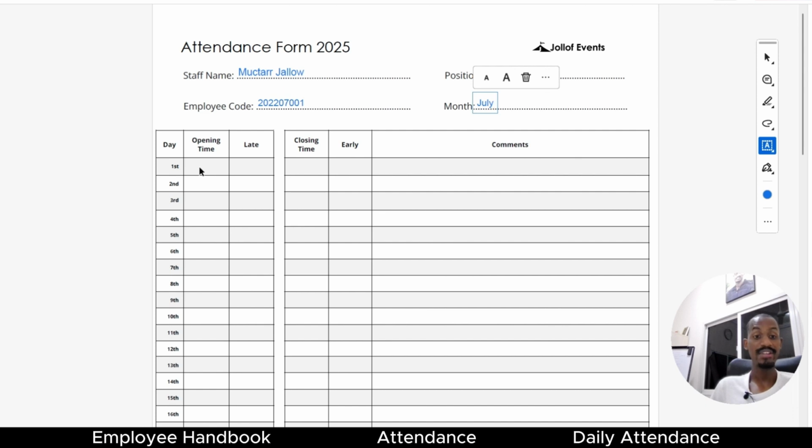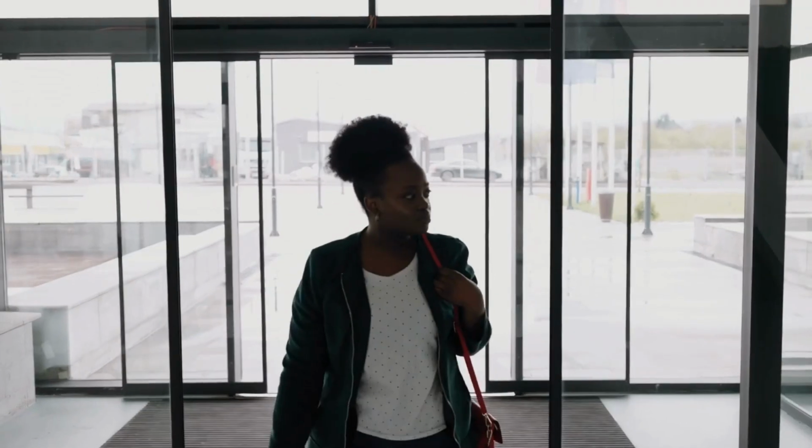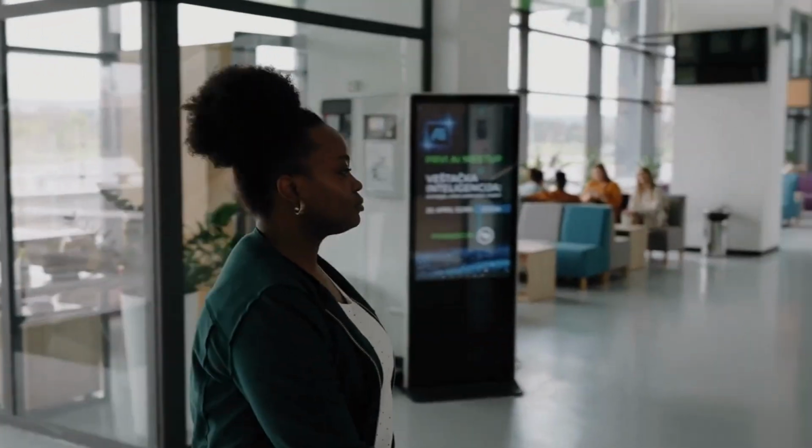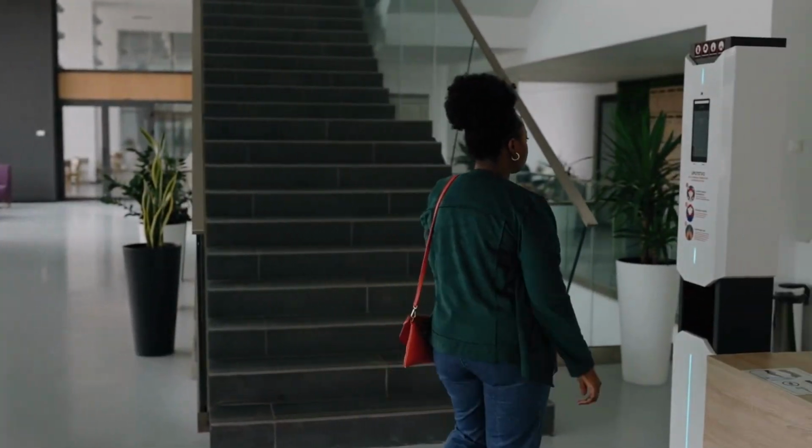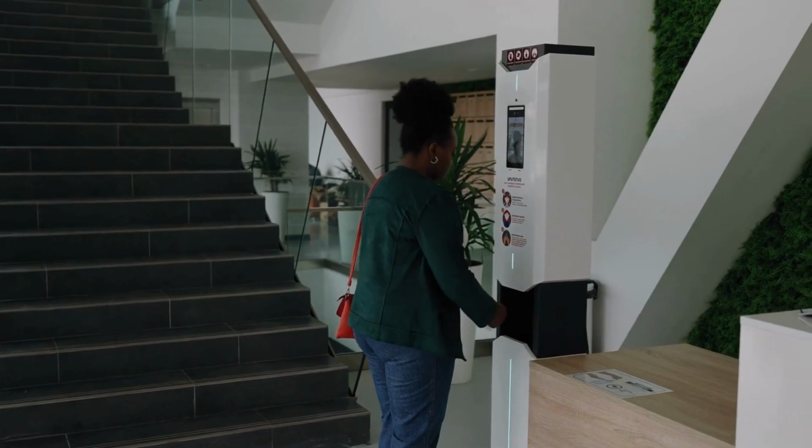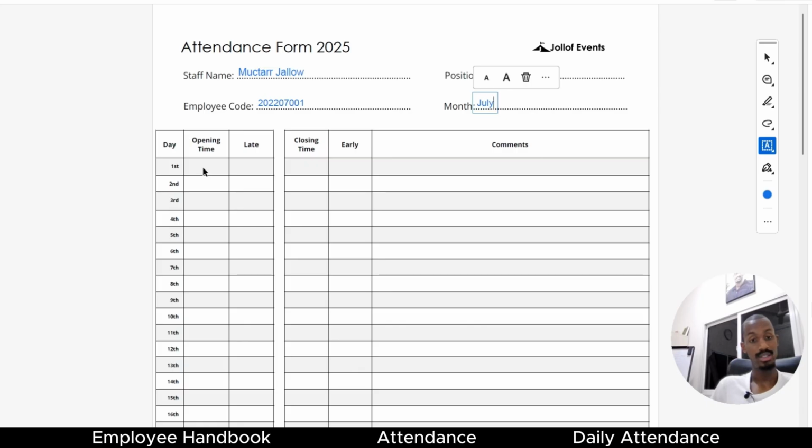So until 8:15 a.m. Okay, if you arrive after 8:15 a.m., that means that you are late. But if you arrive at 6, 7, all the way to 8:15, that means that you have arrived on time. And let's say if it was me, I will tell you how it is done.